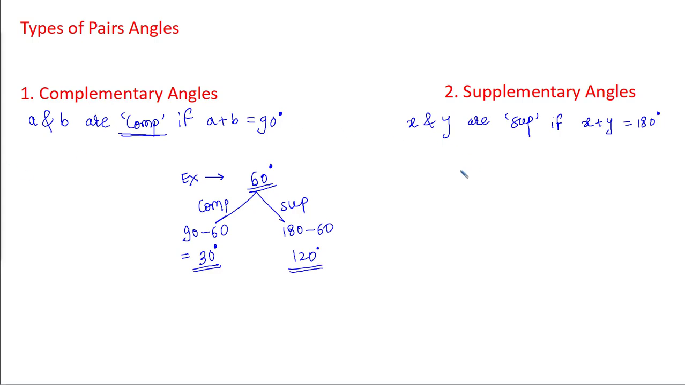If the measurement of an angle is x degrees, then its complementary angle is 90 minus x, and its supplementary angle is how much? Its supplementary angle is 180 minus x. So the complementary angle addition is 90 degrees, and for the supplementary angle the addition is 180 degrees.